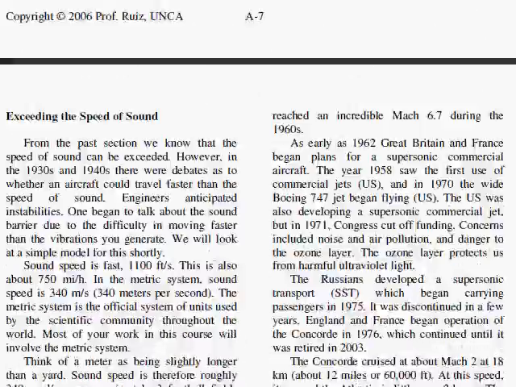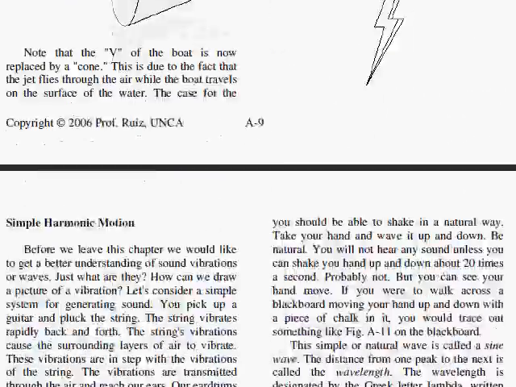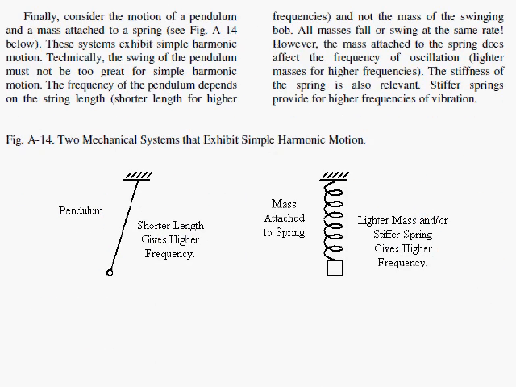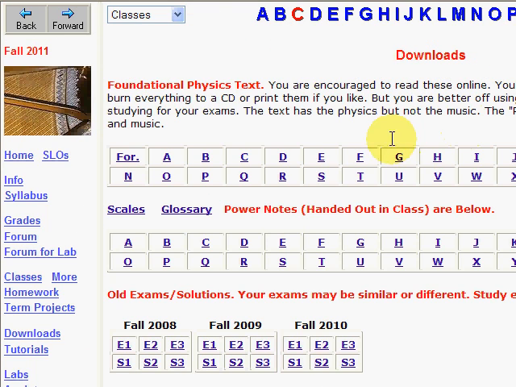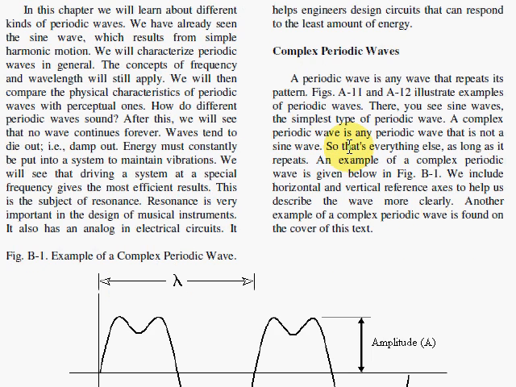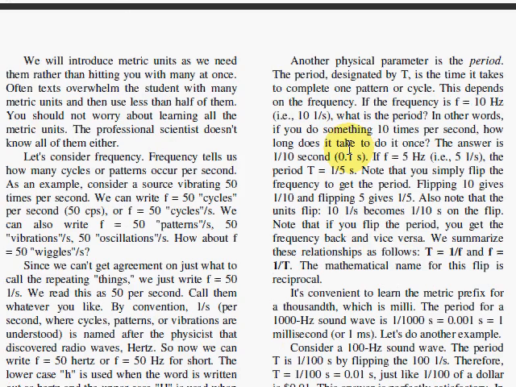Looks like that is it for the formulas in chapter A. Simple harmonic motion, no formulas. And remember, a formula has symbols and an equal sign to relate parameters. And that's what we're looking for, the formulas. Here we have oscillations, and we have a formula.